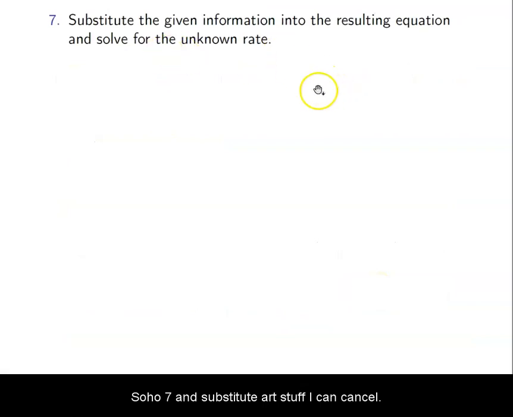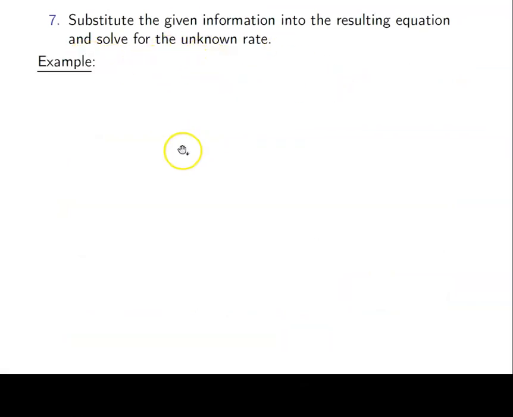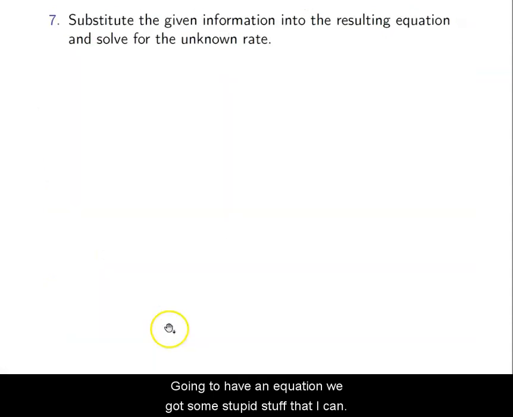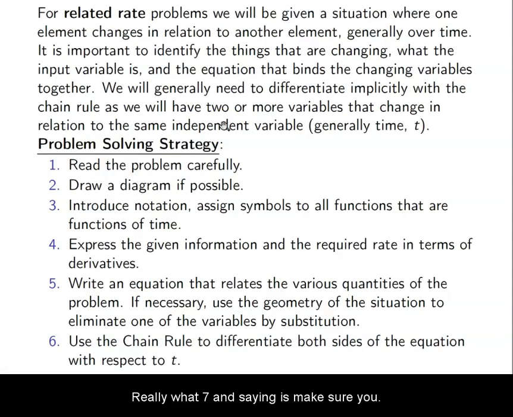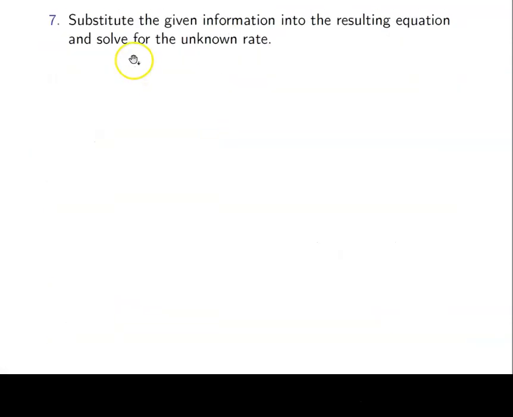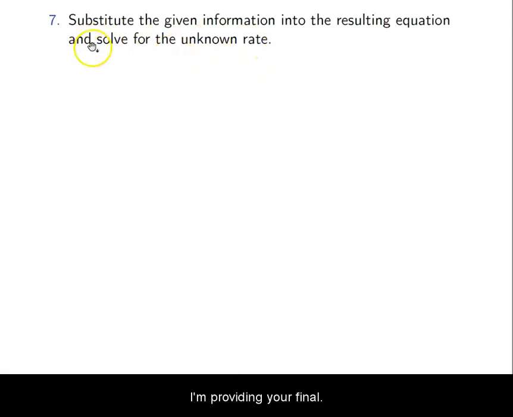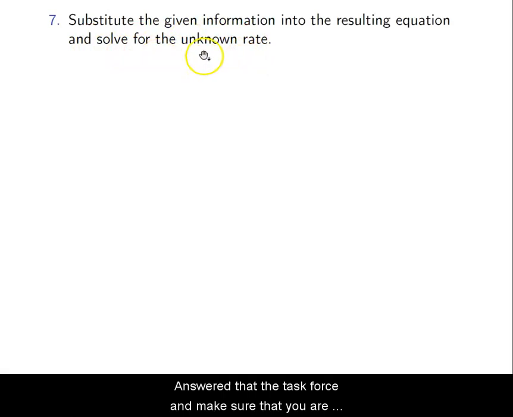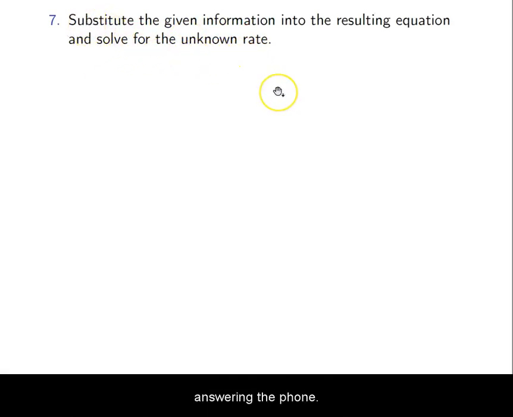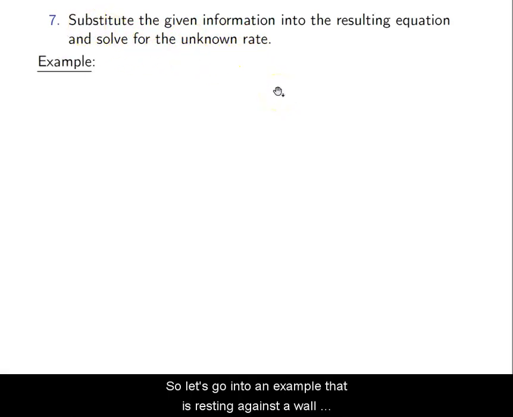So 7 is substitute our stuff back in. Okay. So we're gonna have an equation. We got to substitute stuff back in. Really, what 7 is saying is make sure you provide the answer that the question is asking you. Okay, because it's very easy to get to an answer, but then you're not actually providing your final answer that they're asked for. So make sure that you are answering the question. Okay. So let's go ahead and do an example.